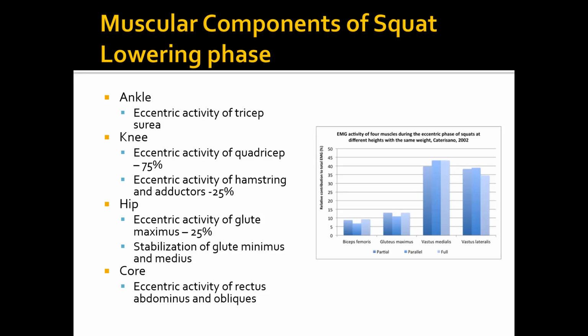Obviously in the lower phase, we have eccentric activity of the quadriceps and eccentric activity of the hamstrings and adductors. At the hip, we definitely have eccentric activity of the glutes, and we have to remember that the gluteus minimus and medius do stabilize the hip as they go through these movements. And then eventually we do have our core that does allow eccentric activity, because otherwise gravity would pull our trunk forward.